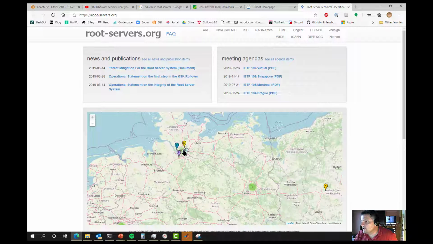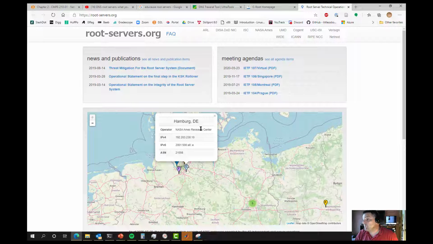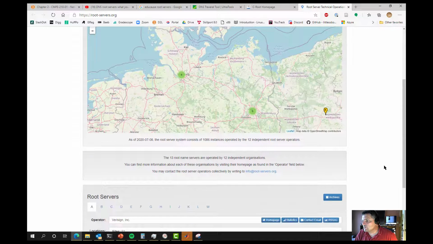We can even zoom in a little further. These letters are just showing us which of the 13 domains. So there's an L server, which is the ICANN. There's an F server, which is the Internet Systems Consortium. There's a K, which is the RIPE NCC. And there's an E, which is NASA Ames Research. So yeah, NASA's maintained a peer here in Hamburg. And Hamburg is one of Germany's big telecommunications hubs. So I'm not surprised to see that.